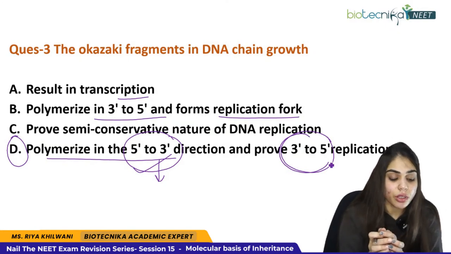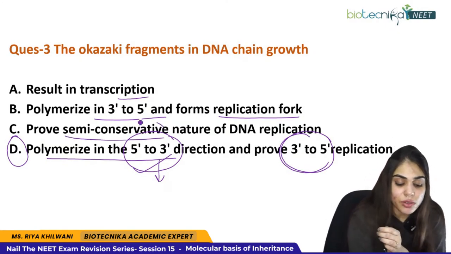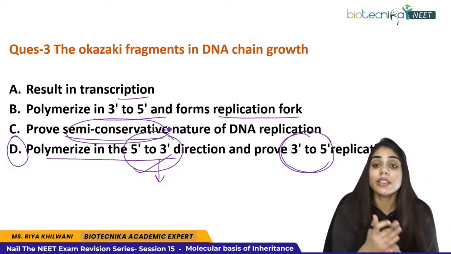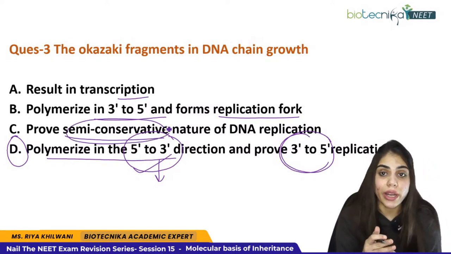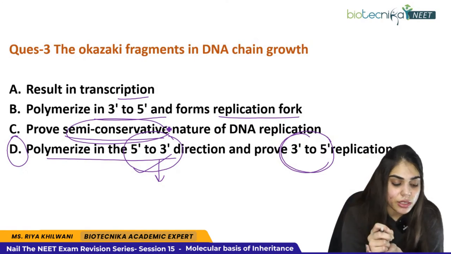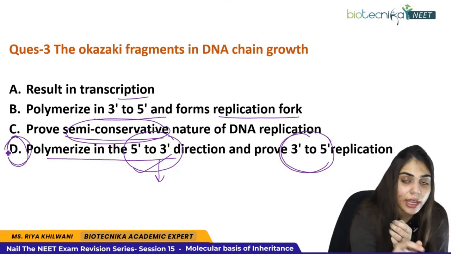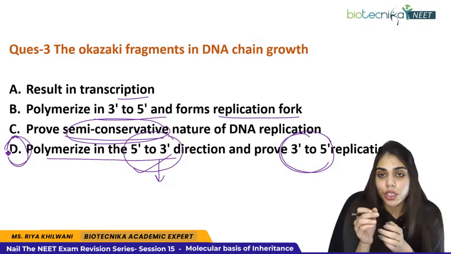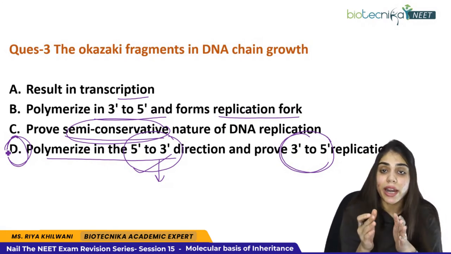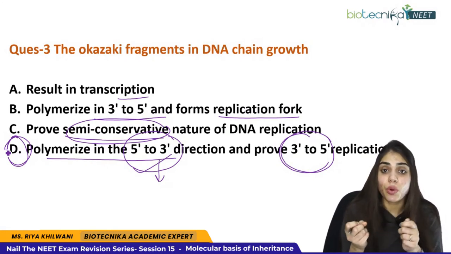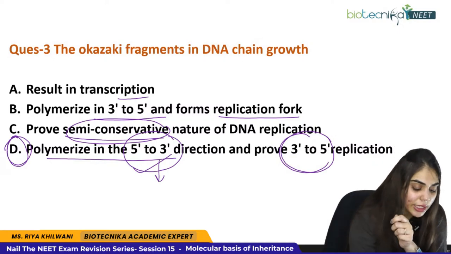You can see option number 3. It is proving the semi-conservative nature of DNA replication. This option is again a right answer. But more than this, option D is the correct and most suitable option. So you have to clearly and smartly pick the answer that is most suitable. So here option D goes.